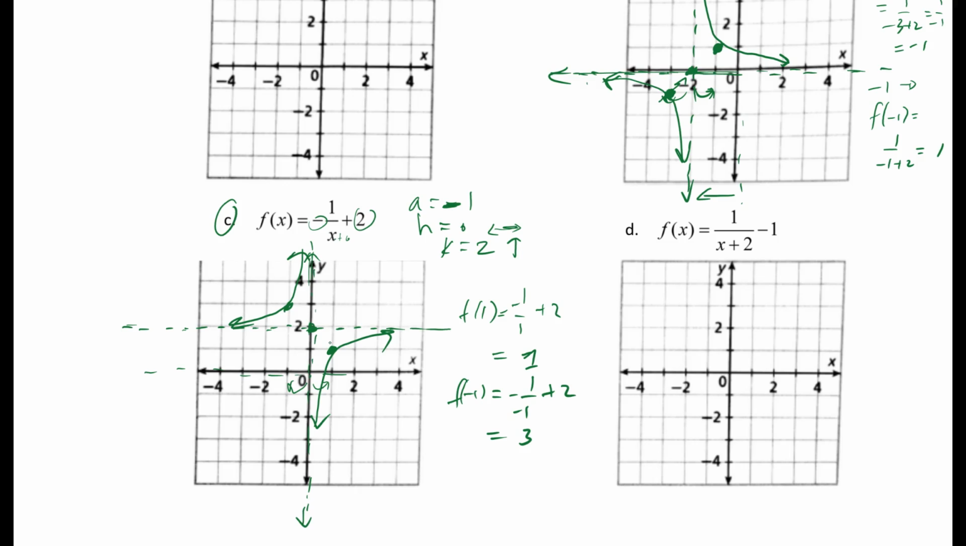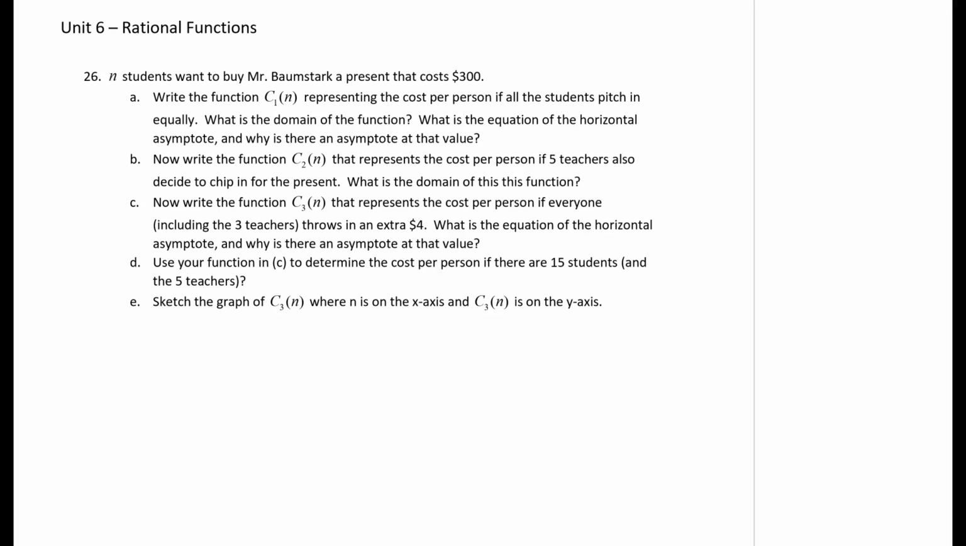So you can look at the answer key for the answers to the other 2, but that's basically the process. Identify A, H, and K, shift those asymptotes, find a couple points, and sketch them in. Okay, so this is just trying to put that idea of shifted rational functions in context a little bit.